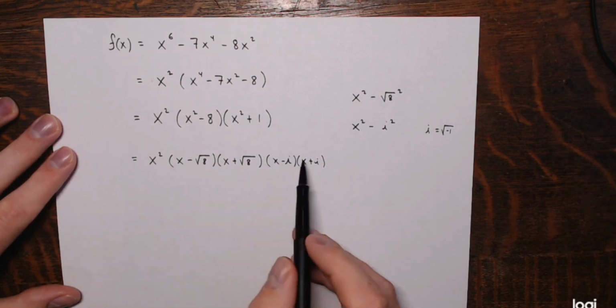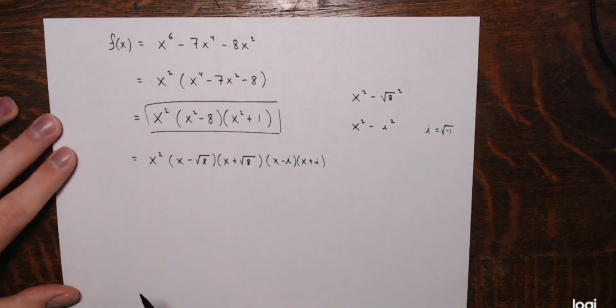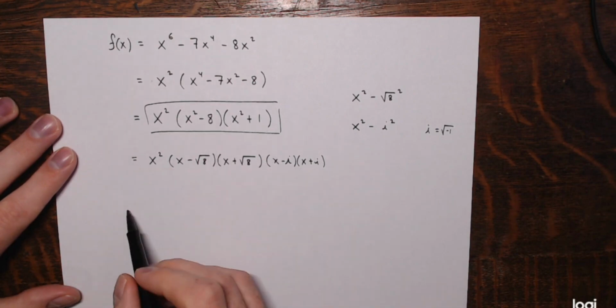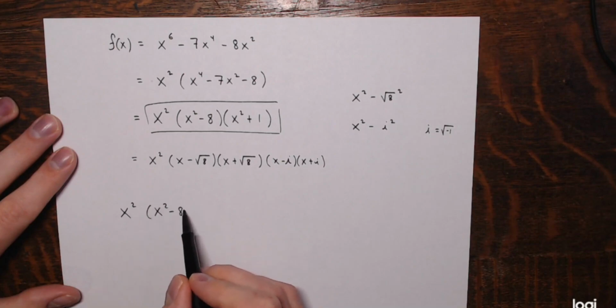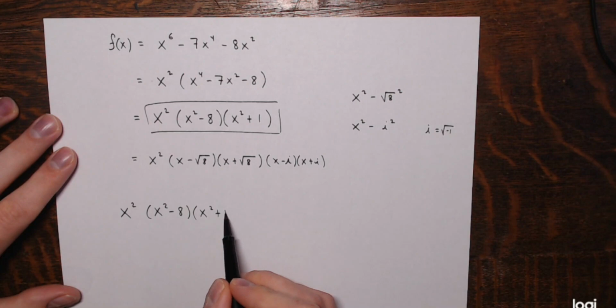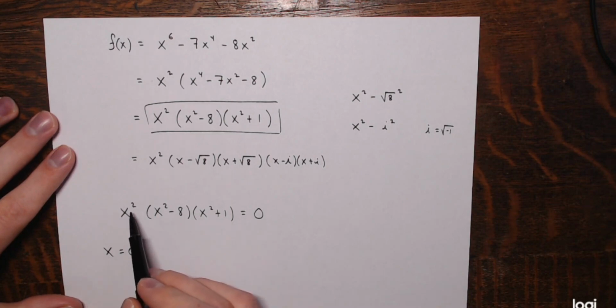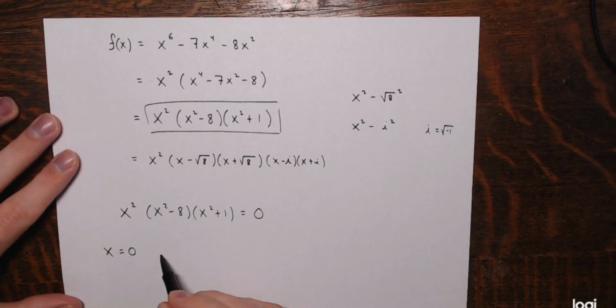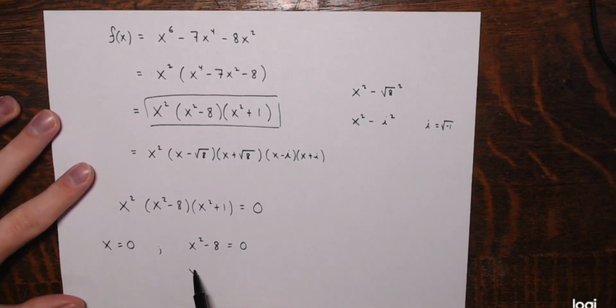Okay, now say you didn't go that far. Say you stopped here, and you've factored this as far as you can go. Now let's set it equal to 0 and see what we get. When is x squared times x squared minus 8, times x squared plus 1, equal to 0? Well, when x equals 0, because remember, this is x squared, the same factor twice. Or when x squared minus 8 equals 0, then you can use the quadratic formula, or just add 8 and take the square root. We get x equals positive or negative square root of 8.